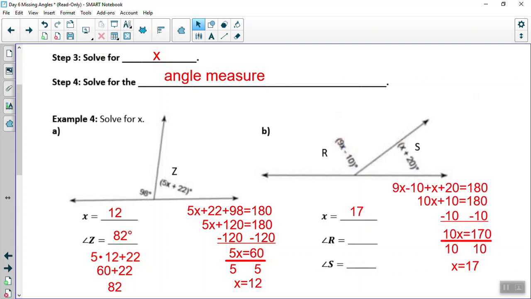Now, to find the actual measurements for R and S, to find R, I'm going to take that 17, substitute it in for x. Work out the problem, and we get 143 degrees. And then to find the measure of angle S, I'm going to do the same thing. Substitute that 17 in for x, work out the problem, and we end up with 37 degrees. As a quick check, I can add those two together, and they should add up to 180 degrees.